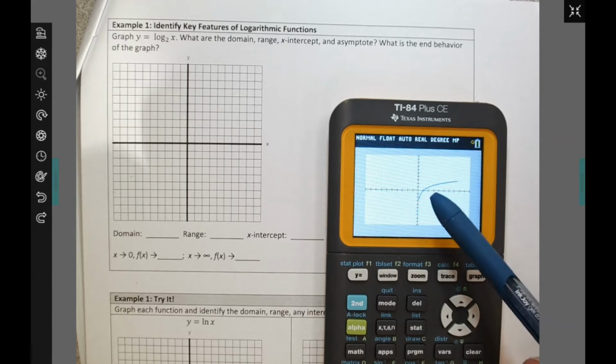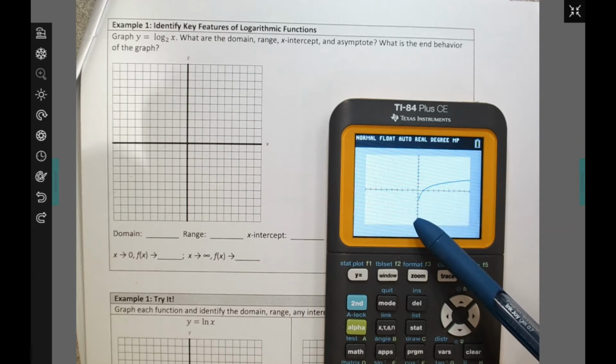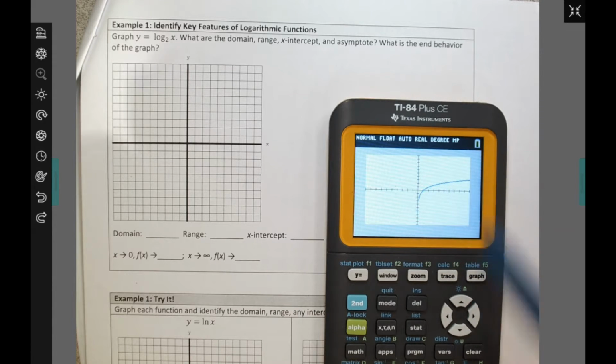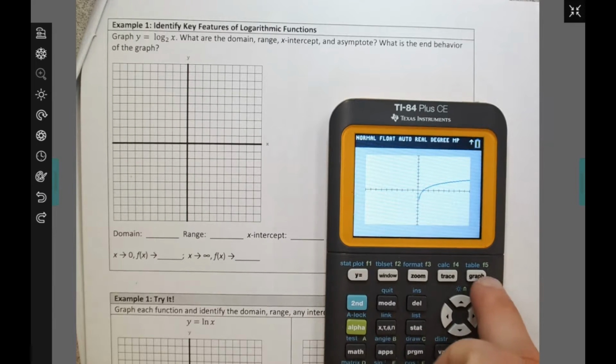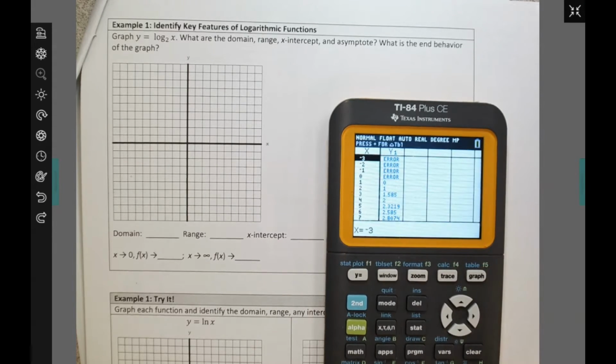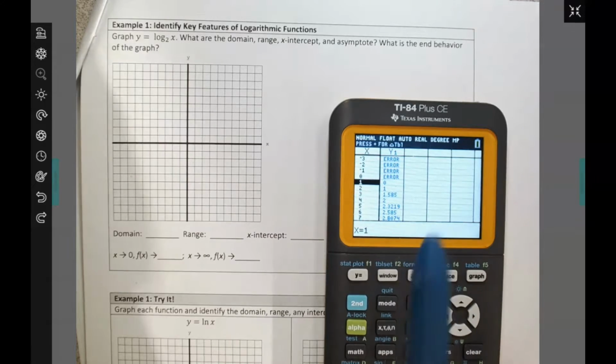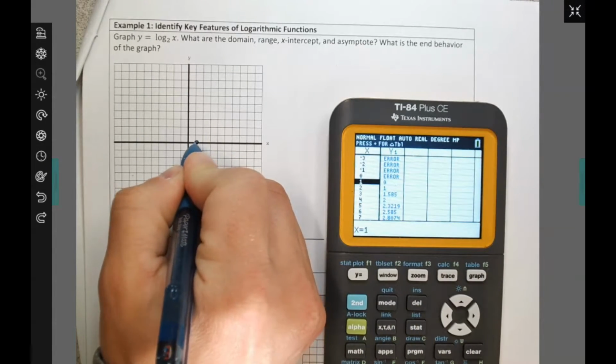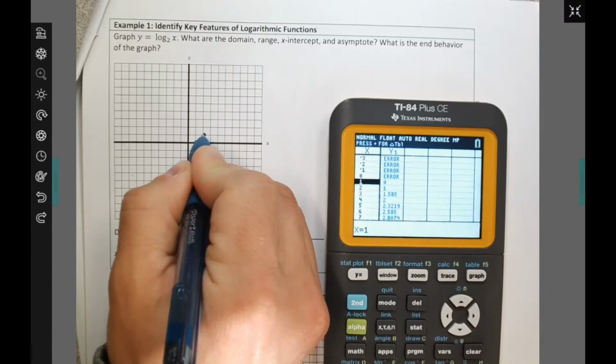Okay, so to get a rough idea, I see it comes down, it approaches x equals 0, it doesn't touch it, and then we're curving up to the right. I want some good points here. So good points. We're going to have one at 1, 0. So we got a point at 1, 0. Then we have another one at 2, 1.